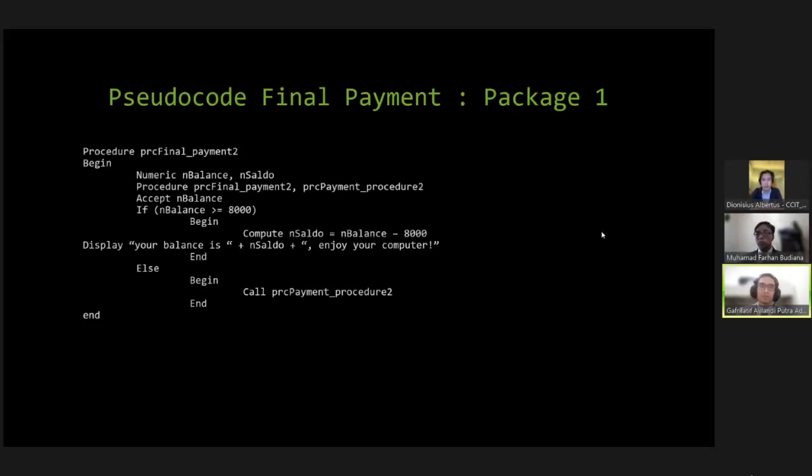Final payment for package 2 is the same as final payment for package 1. The only difference is the price here is 8,000. That means if the balance is over or equal to 8,000, then it will compute again, tell you how much balance you have, and you finally can enjoy your PC. Or else it will call you back to payment procedure 2 and then end the system.